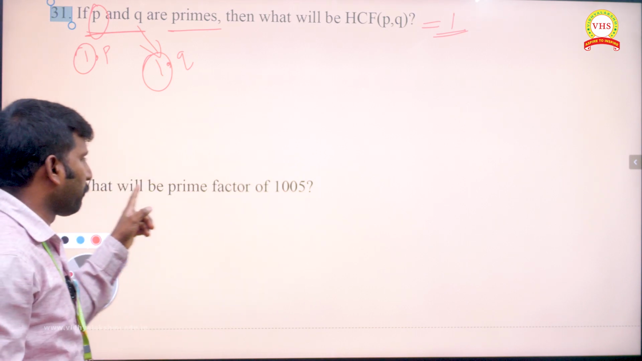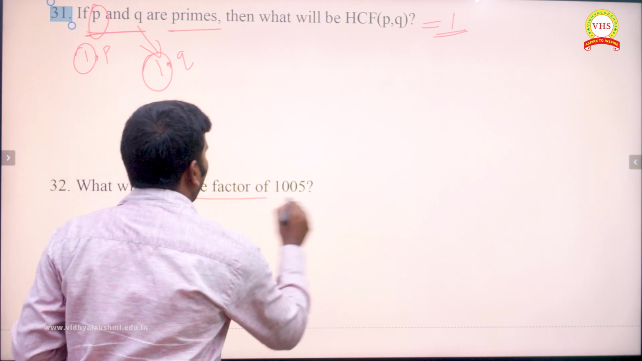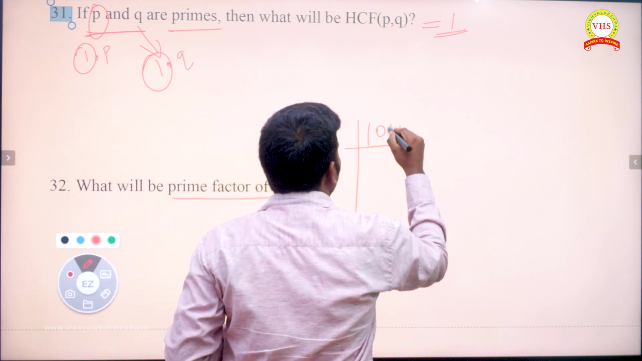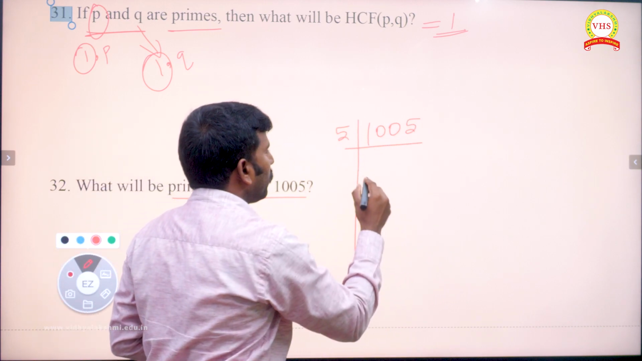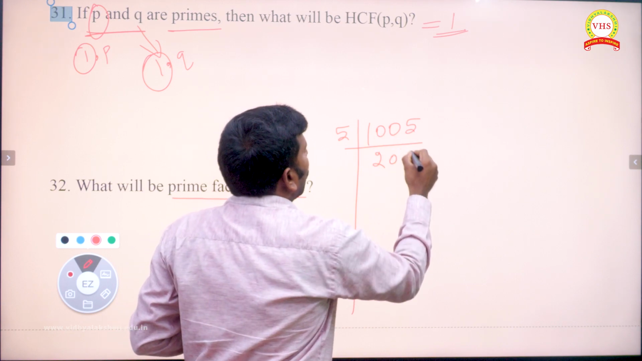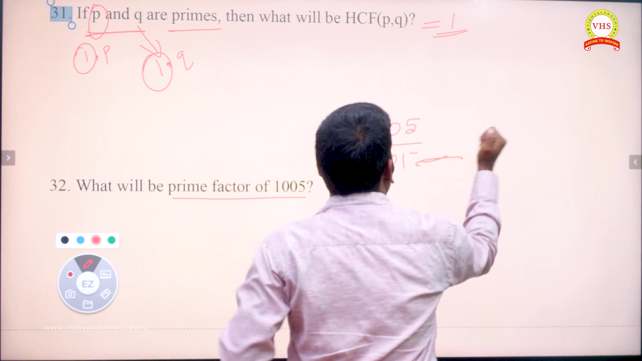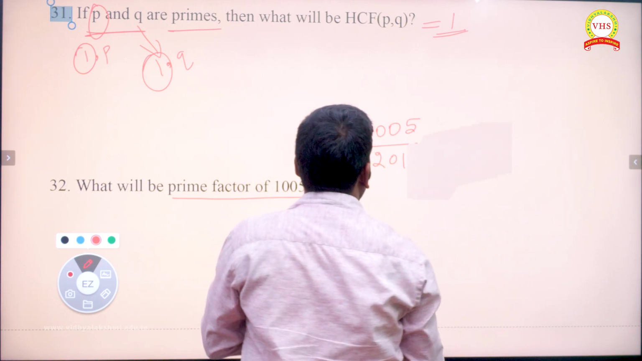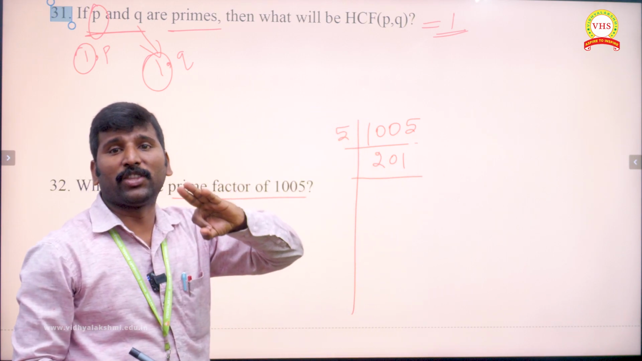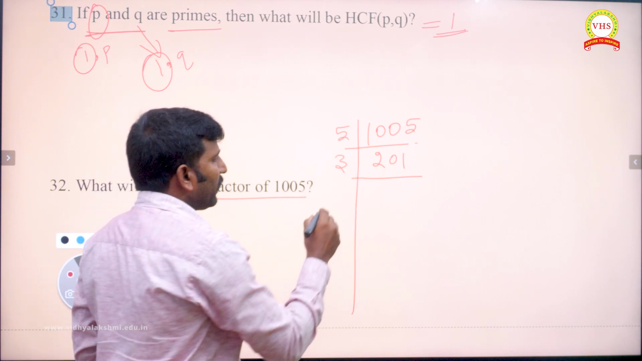And what will be the prime factors of 1005? They are asking for the prime factors of 1005. So you take 1005, you divide with the 5 table. 2 fives are 10, that 0 you write as it is, and 1 five is 5. Next, when I add 2, 0, 1, I am getting 3, so this will be divisible by 3.